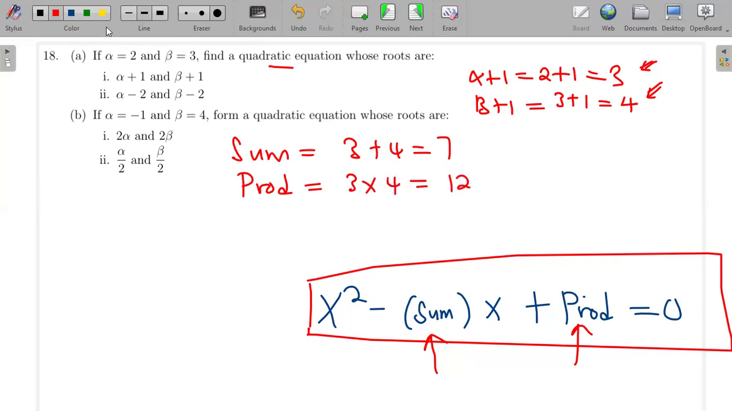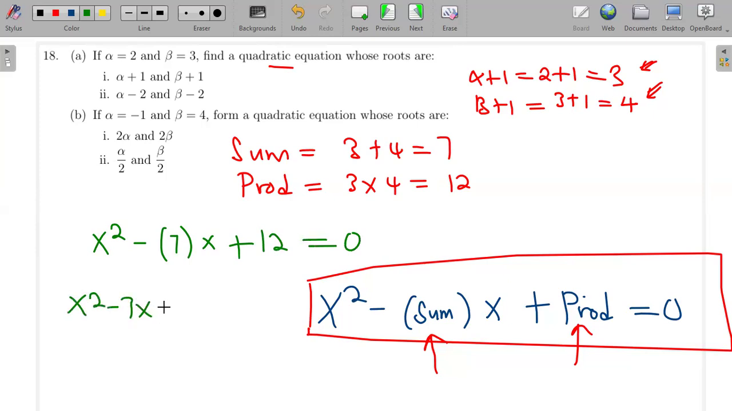So to find a new quadratic equation which has these roots, we're just going to use this formula. It will be x squared minus the sum, we found it was 7, times x, plus the product, we found it was 12, is equal to 0. So the new quadratic equation that will have such roots is just x squared minus 7x plus 12 is equal to 0. Done. Okay, what about the other one?